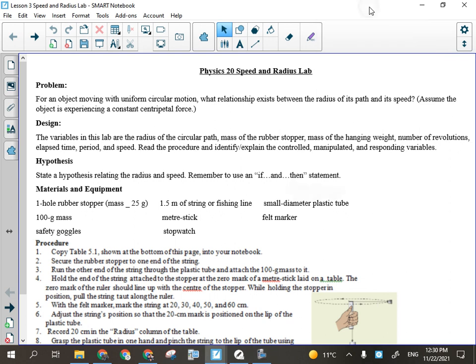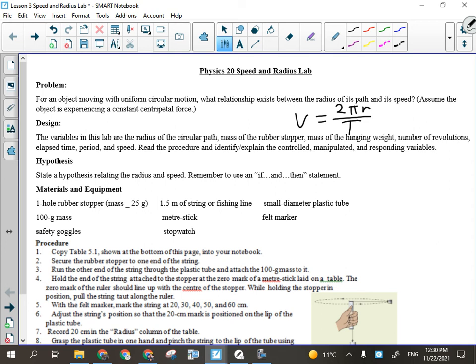All right, guys. So, the purpose of today's lab is we need to investigate the relationship between radius and speed for an object traveling with uniform circular motion. Okay, the stuff we were talking about last week. Really, the point of this lab is to investigate this: v equals 2 times pi times r over t. We want to find out what's the relationship between radius and speed for an object traveling with uniform circular motion. That's the first part of today's lab.